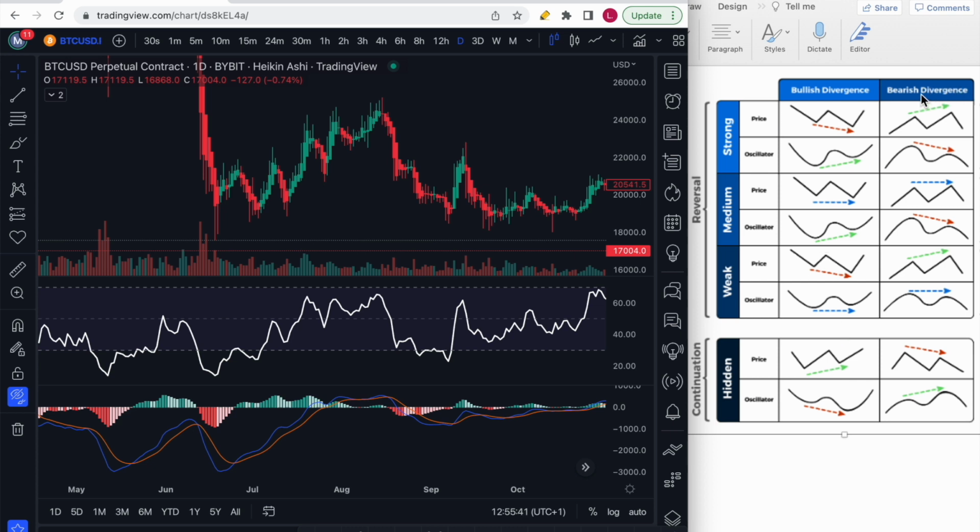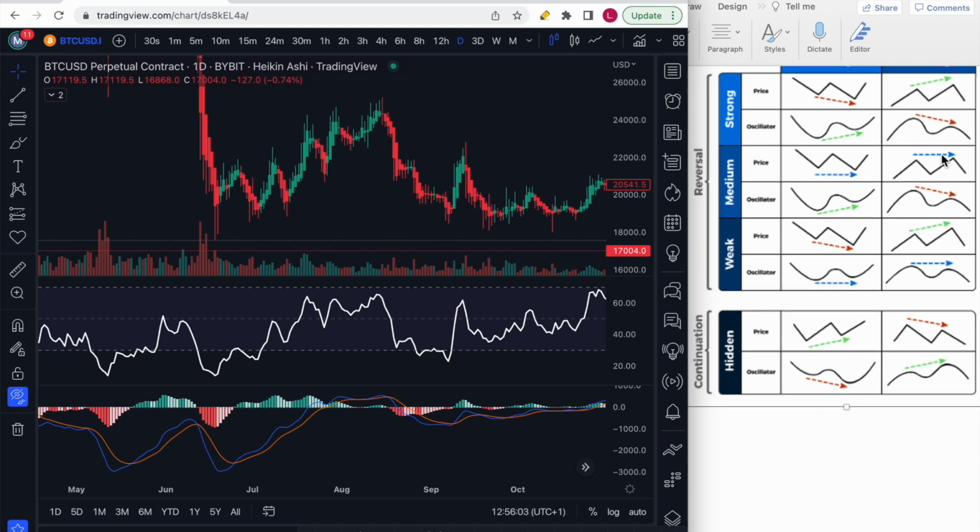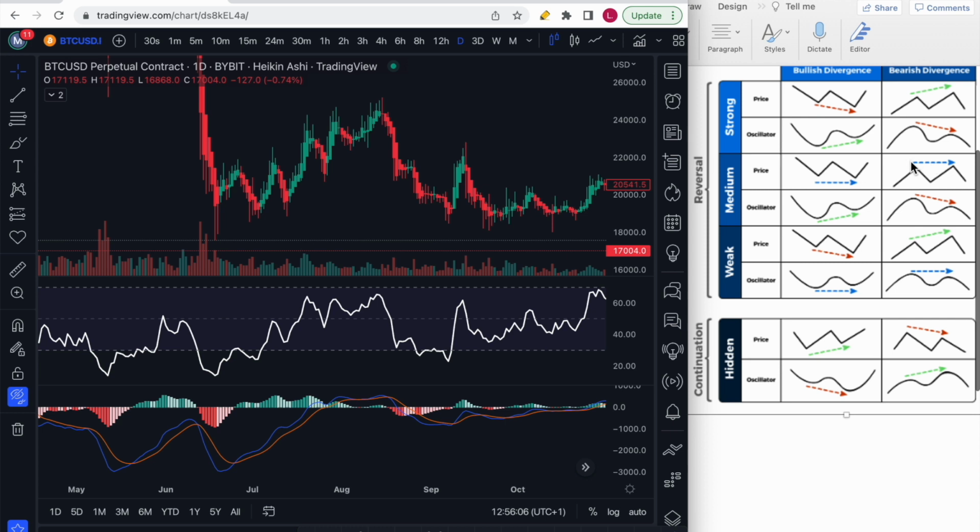Then you also have bearish divergences, of course. A strong bearish divergence is when the price action is going up and the oscillator is going down. So that is called a strong bearish divergence. And a medium bearish divergence is when the price action touches points on the same level but the oscillator is making a lower low. And a weak bearish divergence is when the price action is going up and the oscillator touches points on the same level.